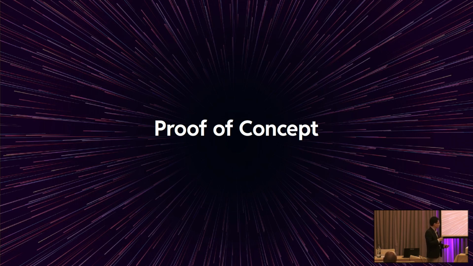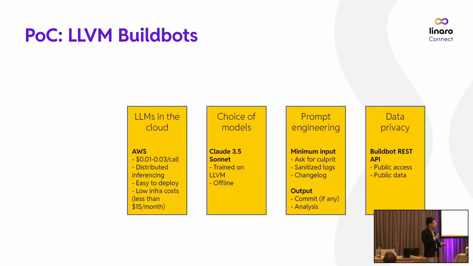So with that, we have set our scenario for creating a small proof of concept to see if that works or not. And the proof of concept is very simple. We chose the LLVM buildbots as an example, mainly because that addresses most of the data concerns. The LLVM buildbot already has a public REST API, so we can fetch all the data from the buildbots using that API. So we are only using public data.